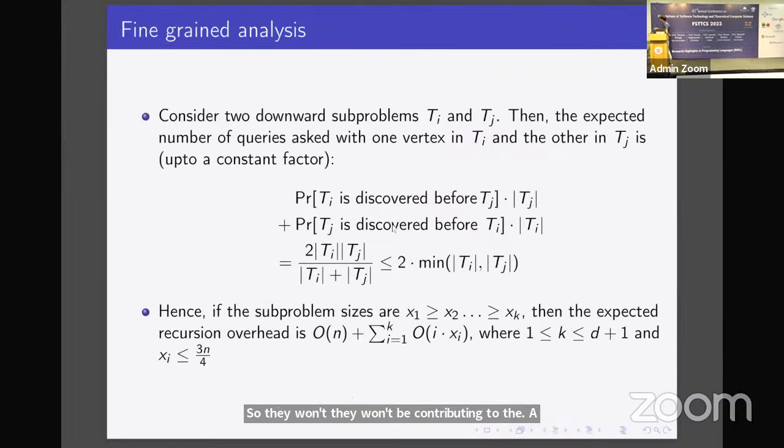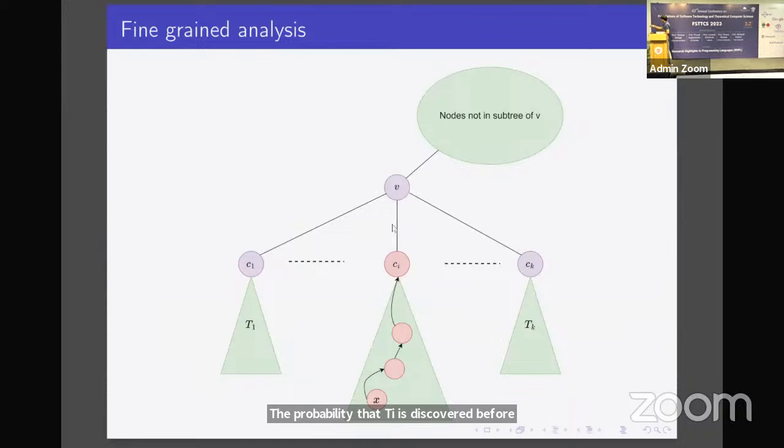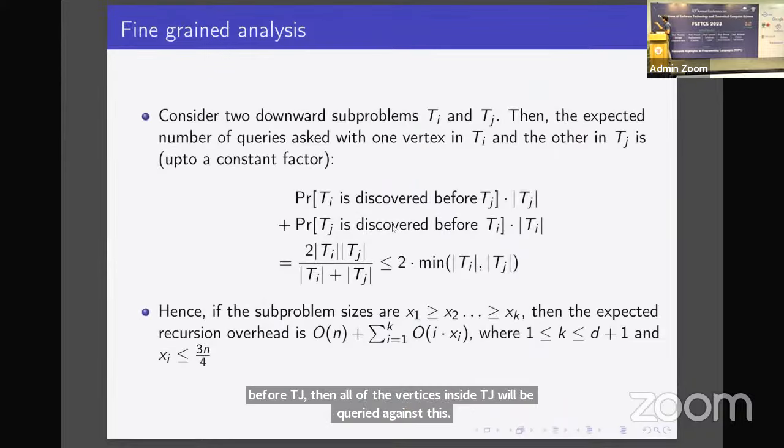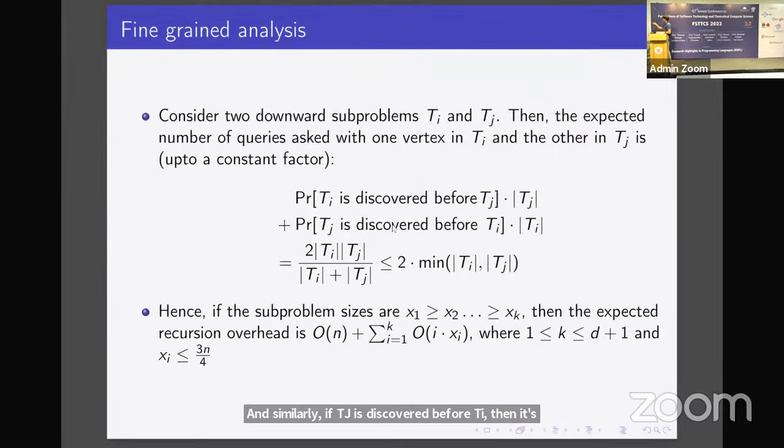So to formalize this, if we have two downward subproblems, Ti and Tj, then the expected number of queries that ask one vertex belonging to Ti and the other belonging to Tj is the probability that Ti is discovered before Tj, times Tj, because in this case, suppose Ti was discovered before Tj, then all of the vertices inside Tj will be queried against this. And similarly, if Tj is discovered before Ti, then it's Ti, right? And this is 2 times Ti Tj by Ti plus Tj, which is less than or equal to min of those two.